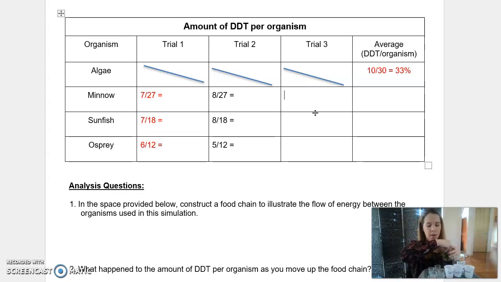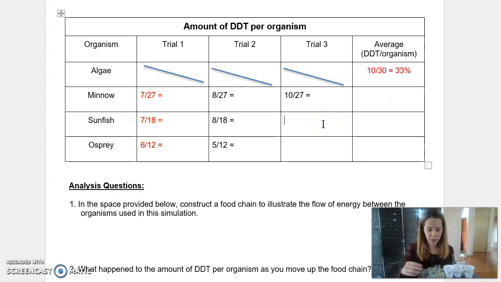1, 2, 3. Okay. Now we've got 1, 2, 3, 4, 5, 6, 7, 8, 9, 10 yellow jelly beans out of 27.